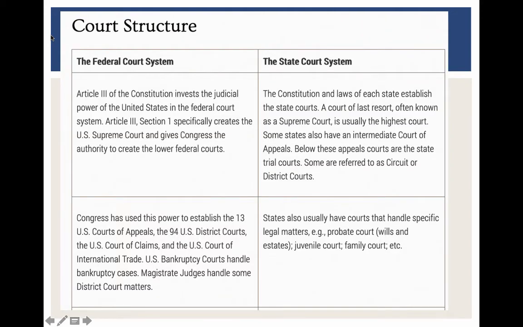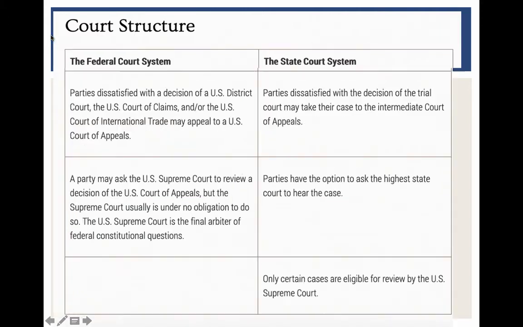All right, so here's a look at court structure. I'm not going to read these to you, but I ask that you pause here and read through and understand the difference between the federal court system and the state court system in these next few slides.